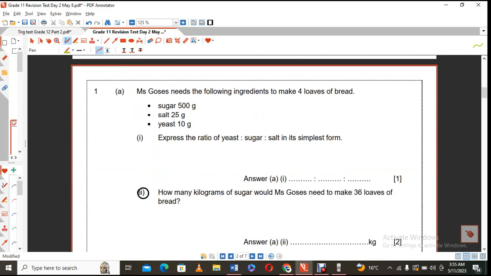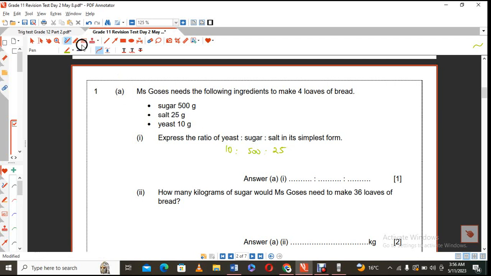All right, let's just delve in. So it's a whole host of various topics. The first one is a combination of some ratios and some percentages. So Mrs. Gosses needs the following ingredients to make 4 loaves of bread: 500 grams of sugar, 25 grams of salt, and 10 grams of yeast. Now they want you to write the ratio in the form as it's given: yeast being 10 here, sugar being 500, and salt being 25.